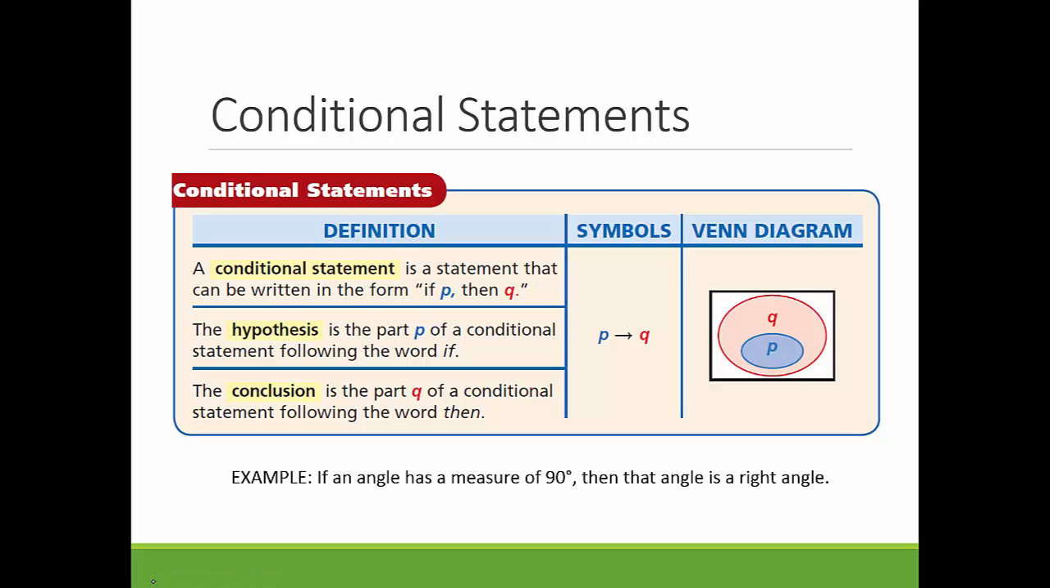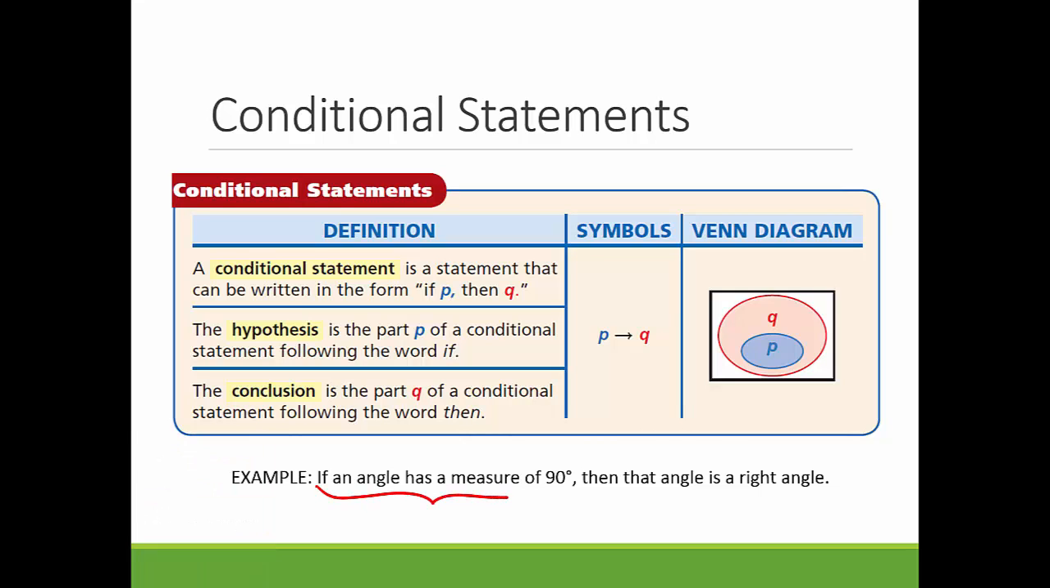A conditional statement is a statement that can be written in the form if P, then Q. There's two parts to every conditional statement. You have a hypothesis part and a conclusion. The hypothesis part of a conditional statement always follows the word if. The conclusion, for the most part, follows the word then. So in this example, if an angle has a measure of 90 degrees, then that angle is a right angle.